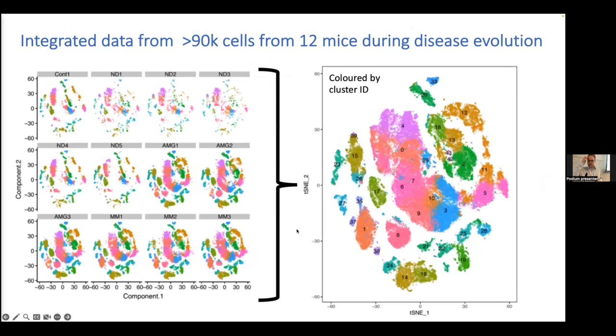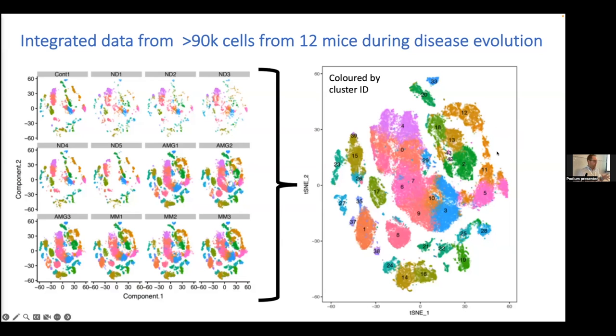So we had 12 mice captured at these different time points. We integrated all 90,000 cells, as we did this all with the 10x Genomics platform. We didn't do any cell selection because we didn't know what cells were going to be important. We knew there were going to be cancer cells, and we knew there were going to be other cells also in the bone marrow. So our laboratory strategy was comprehensive: sequence every cell and then see how they change over time.